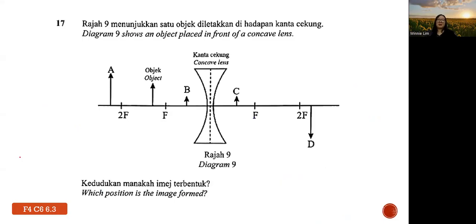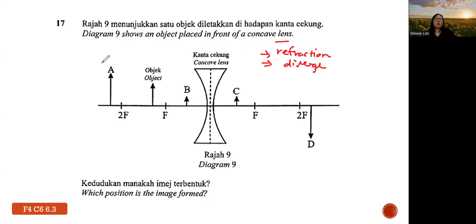Okay, number 17. Diagram 9 shows an object placed in front of a concave lens. Which position is the image formed? Okay, so I always tell students when you learn about the ray diagram, for lens or mirror, you first need to identify what phenomenon occurs. So a lens is what? Refraction. And then, the next thing is whether the ray converges or diverges after the phenomenon. So for a concave lens, the ray will actually diverge.